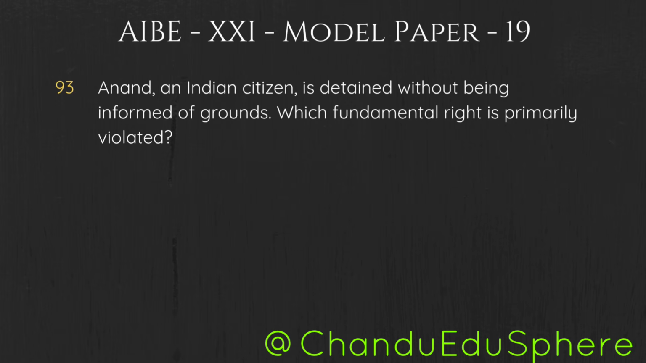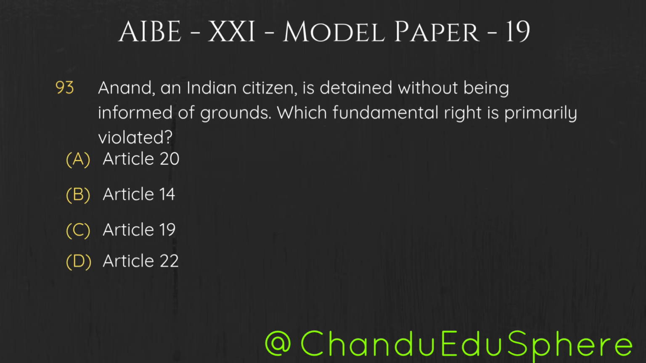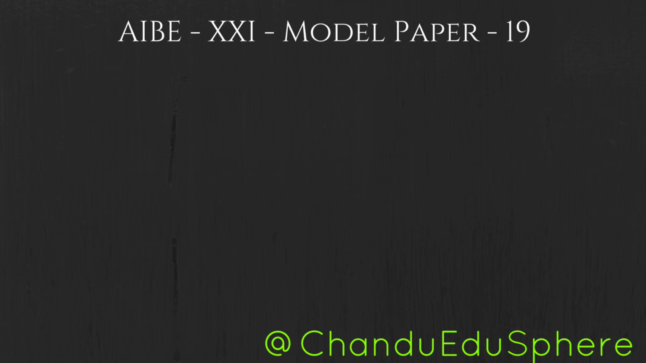Anand, an Indian citizen, is detained without being informed of grounds. Which fundamental right is primarily violated? Article 22. Article 22(1) guarantees to every arrested person the right to be informed as soon as may be of the grounds of arrest and to consult and be defended by a legal practitioner of his choice. Its breach is the central protection in such a scenario.